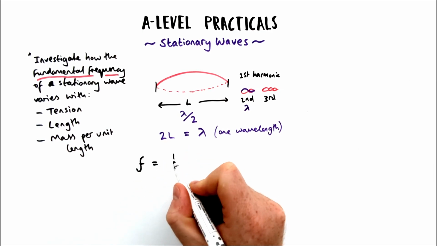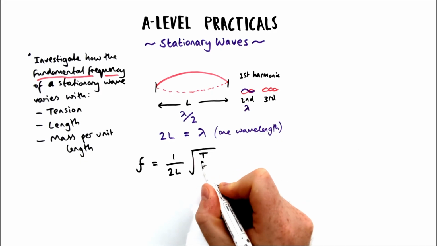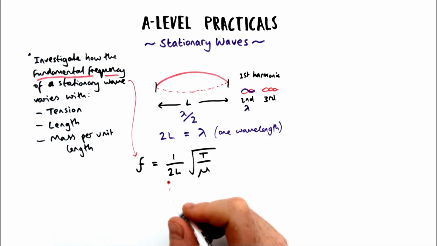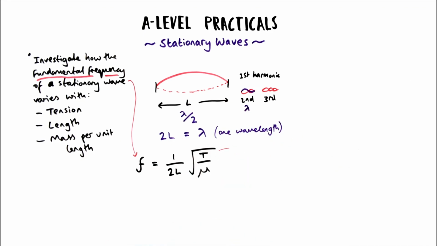The equation to calculate the fundamental frequency of a stationary wave is given by f equals 1 over 2L times the square root of the tension divided by the mass per unit length. You don't need to know where this equation comes from, but it's helpful to look at what it means.